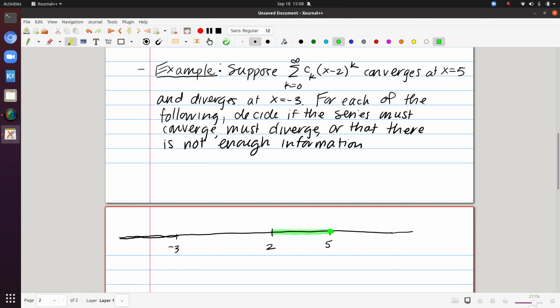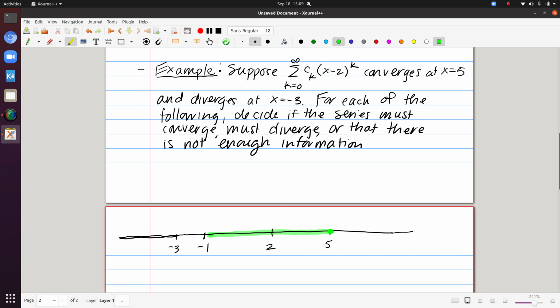The other thing we know is that the radius is a symmetric idea. So we look at the distance from the center both to the right and to the left. So as soon as I know that this converges 3 units to the right, if I look at 3 units to the left, which would take me to minus 1, then I know that this power series has to converge between minus 1 and 2.